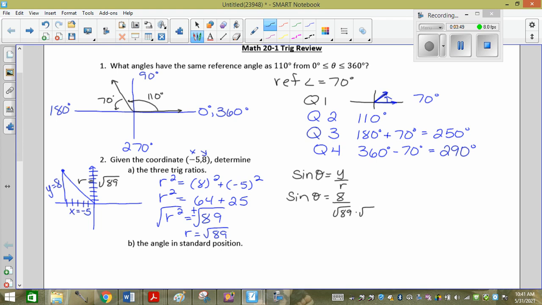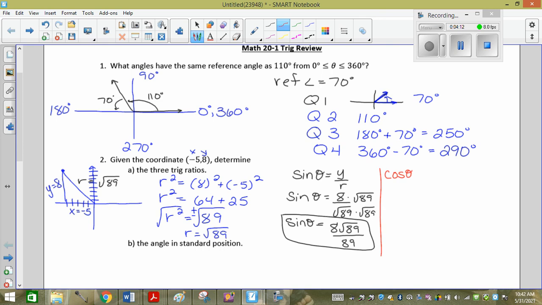Problem is, I have to multiply by root 89 because I need to rationalize my denominator. So I'm going to get 8 root 89 over 89. If these 2 front numbers can reduce, you would do that, but they can't. So sine theta equals this. Cos theta equals x over r. So cos theta equals x, which is -5 over root 89. Then once again, you have to multiply by root 89 over root 89. So I get cos theta equals -5 root 89 over 89.